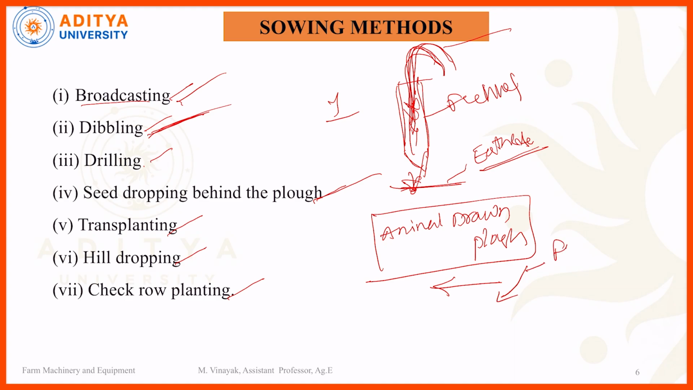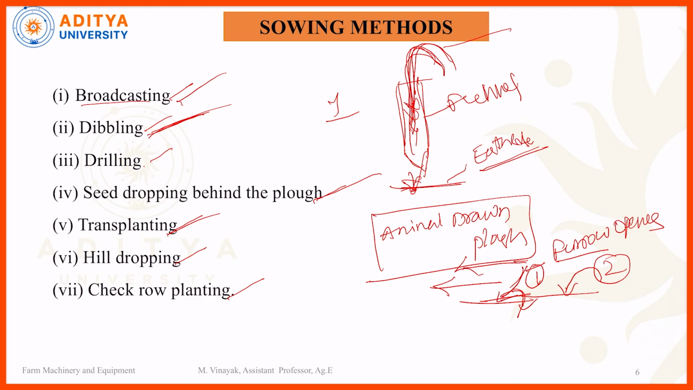Here the furrow opener is there, and it opens the soil. One man guides the animal, which helps open the furrow. Whenever the furrow is opened, the second person sows the seed in the previously opened furrows. That is seed dropping behind the plow. Most animal drawn plows follow this type of method.